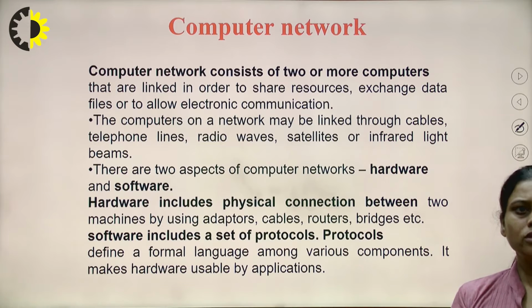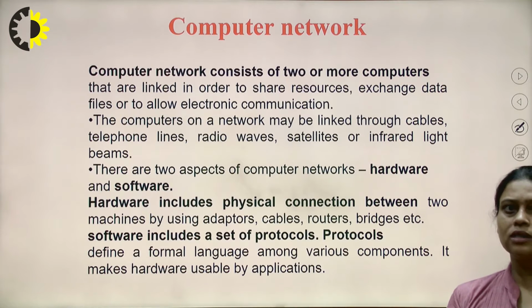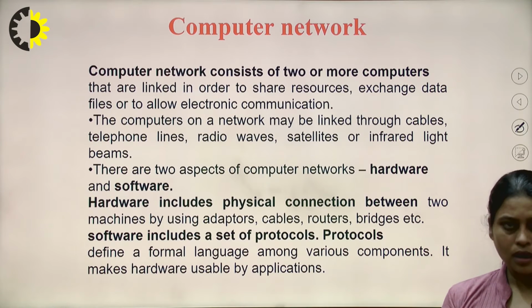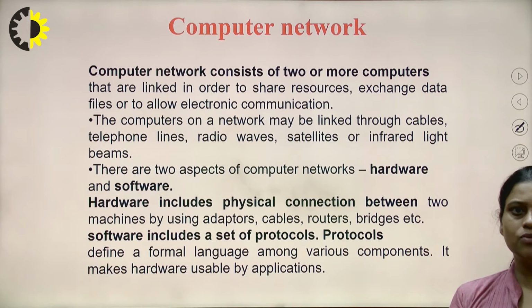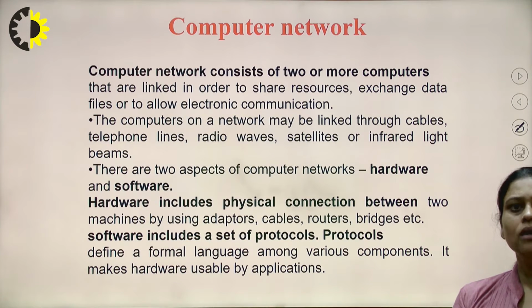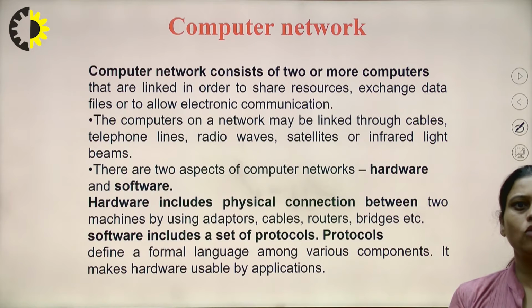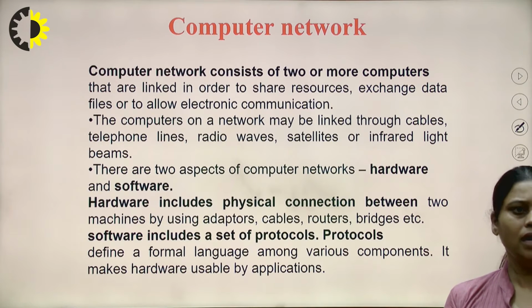So, the computers on a network may be linked through a cable, they can be connected through a physical media or some unguided or wireless media. So, if we are using a wired media, we are using cables, telephone lines, and if we are using an unguided media, in that case we will use radio waves, satellite or infrared light beams.